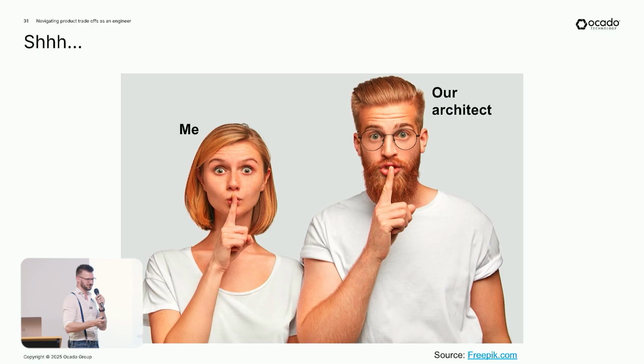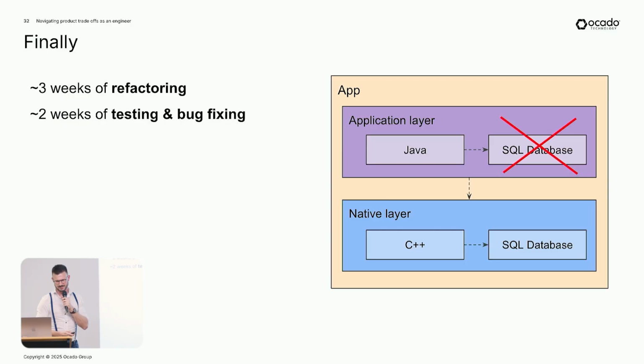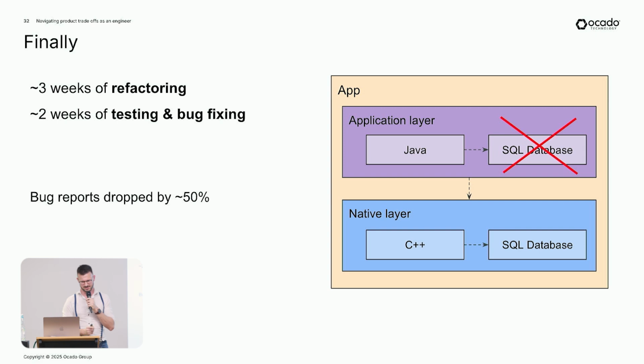But I talked to our architect, and we had a silent agreement that I would do the refactoring silently, without our project manager knowing about it. And once we had some kind of POC, we would tell them, okay, we got it and it seems to be working, so take it or leave it, right? After 3 weeks of refactoring and 2 weeks of testing and bug fixing, I was able to get rid of one of the databases. And the bug reports dropped by half, I guess.